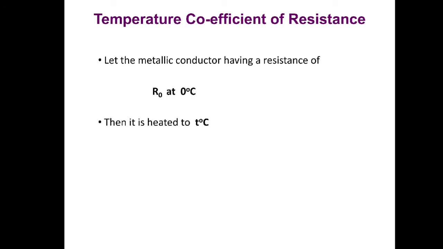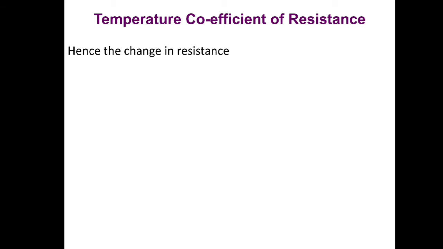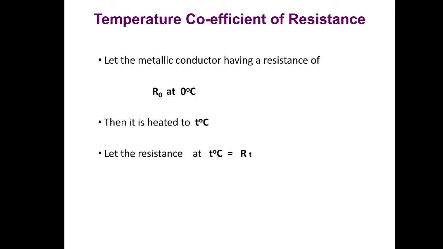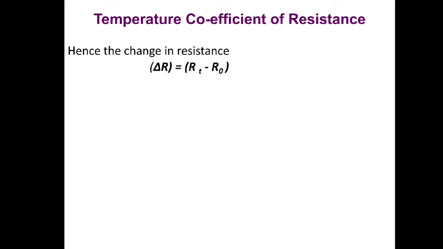Let us see the resistance R naught at 0 degree centigrade. When it is heated to T degree centigrade, let the resistance at T degree centigrade be RT. Hence the change in the resistance, delta R, is equal to RT minus R naught, where RT is the final resistance and R naught is the initial resistance, when the temperature is increased from 0 degrees centigrade to T degrees centigrade. So delta R is equal to RT minus R naught.